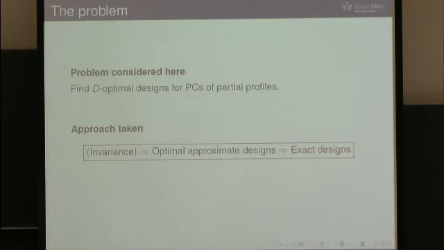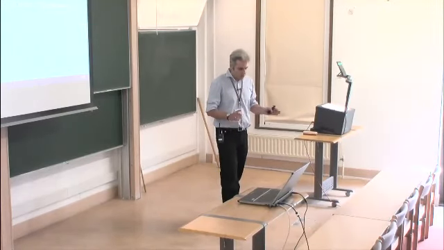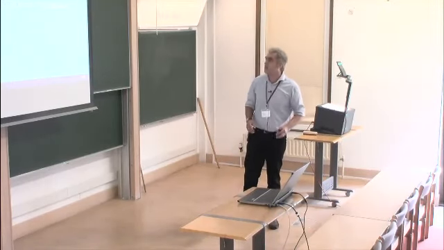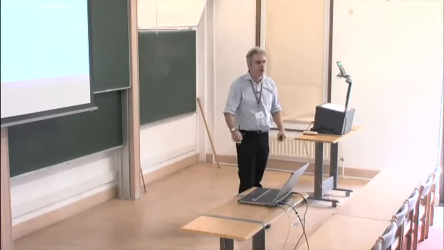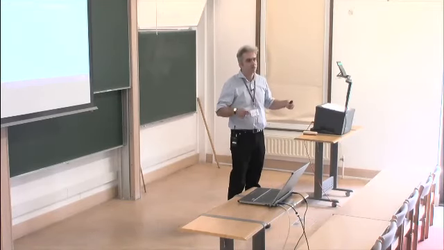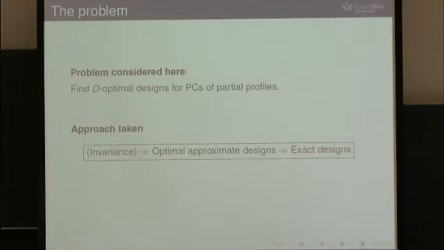Now, what is the problem I'm going to look at here? We will consider the problem of finding D-optimal designs for paired comparisons of partial profiles. And the approach I'm taking is I use some invariance considerations, about which I'm not going to talk because of the time, to get some optimal approximate designs, and then by getting some insights from the optimal approximate designs, we come up with optimal exact designs.